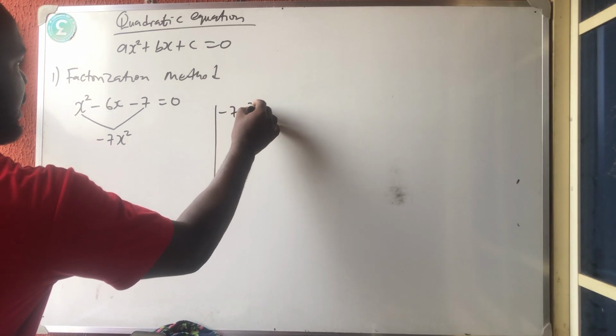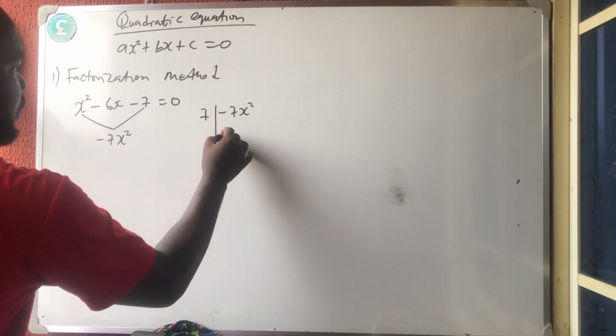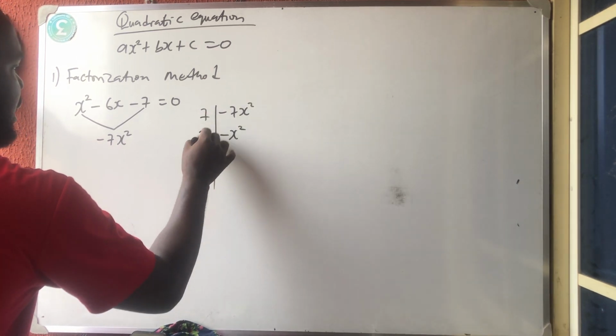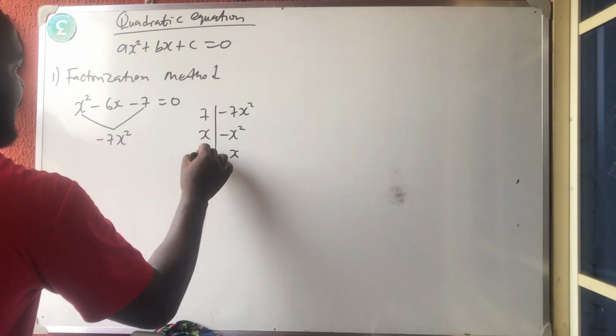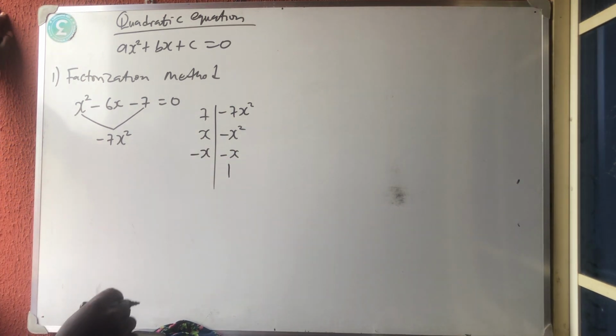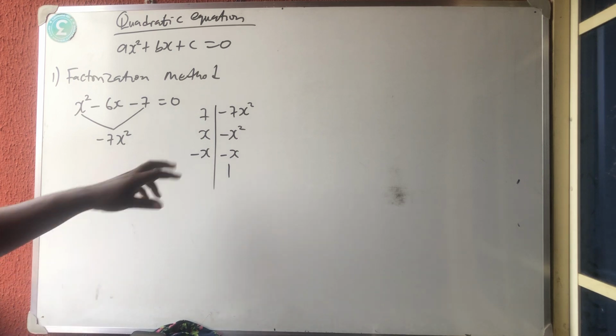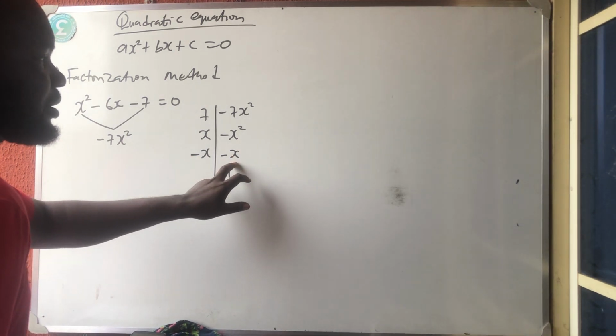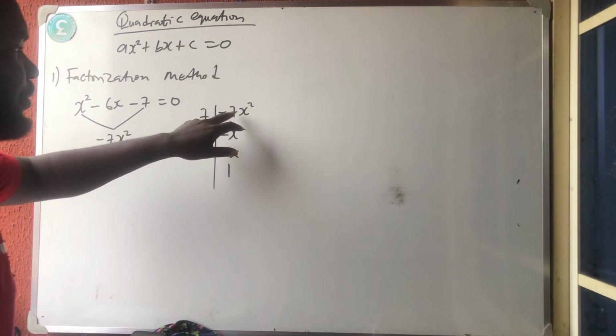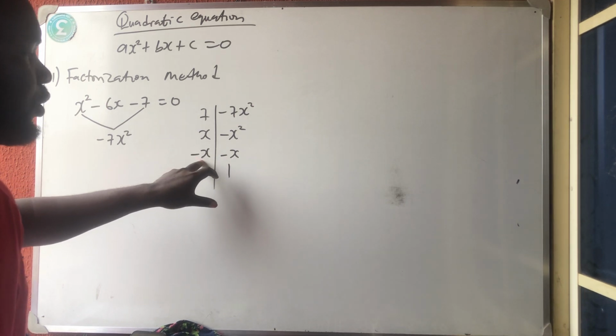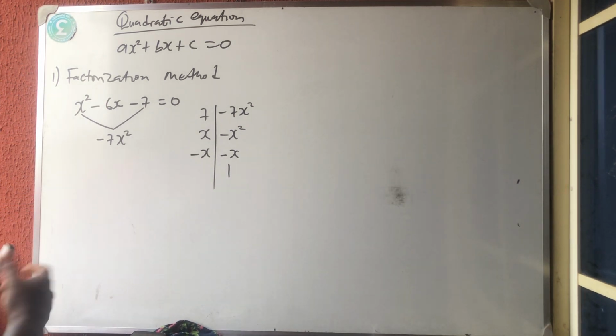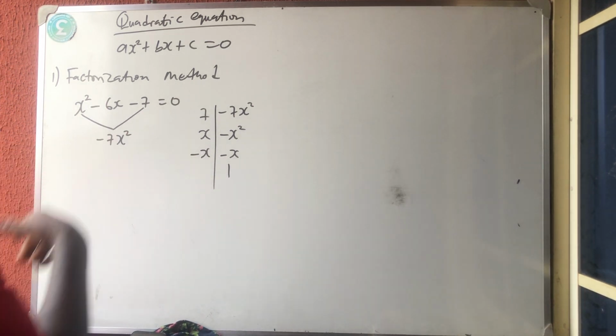Minus 7x squared. 7 divided, we have minus x squared. x divided, we have minus x. Minus x divided, we have 1. So I am using minus to divide. For the last, whenever what you are dividing has minus, please use minus lastly. So form 2 groups from here.